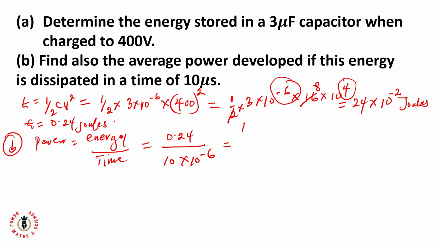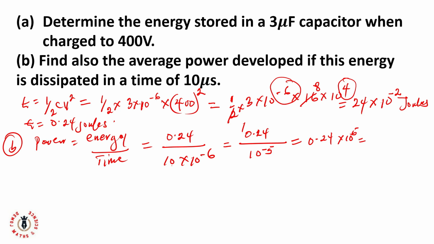So this is equal to, now look at it this way. This is just indices. Let's play with indices. This is 0.24 over 10 times 10 raised to the power minus 6. That's 10 raised to the power minus 5. Now when I have my 10 raised to the power minus 5 as a denominator, I have to bring it up, it becomes positive, which is equal to 0.24 times 10 raised to the power 5.